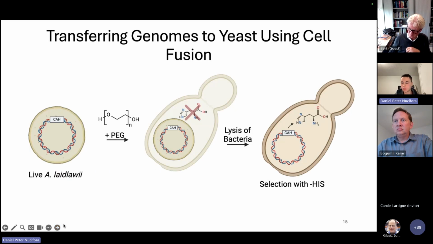And towards that goal of cloning the genome, I transferred the laidlawii genome to yeast through what I think is a pretty cool method called cell fusion. In this method, you don't have to isolate whole bacterial genomes for transformation. You can just fuse the entire live cell with yeast spheroplasts, which causes engulfment of the cell by the yeast. And at some point, the bacteria will die, allowing the genome to be taken up by the yeast, where we can then select for it using -His.